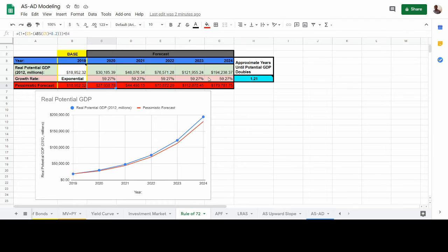As you can see, our Rule of 72 looks at the growth rate, and in this formula, multiplies that growth rate by 100 so that it's a whole number, and then divides 72 by that whole number, implying that our economy growing at 59.2% each year is going to double every roughly year and a half or year and a quarter. And you can see that basically happens, going from 18.9 trillion to 30.1 trillion to 48 trillion to 76 trillion.